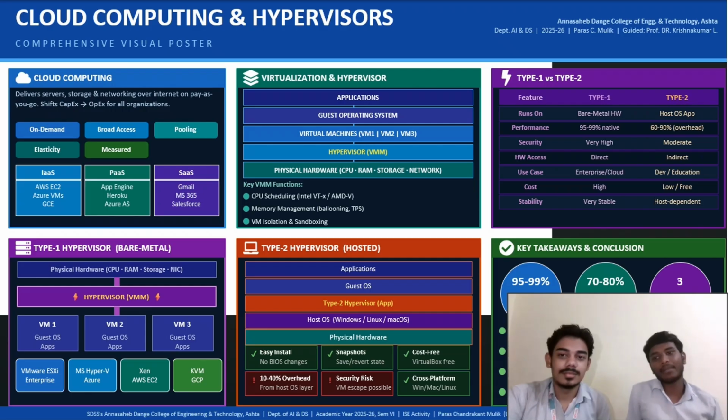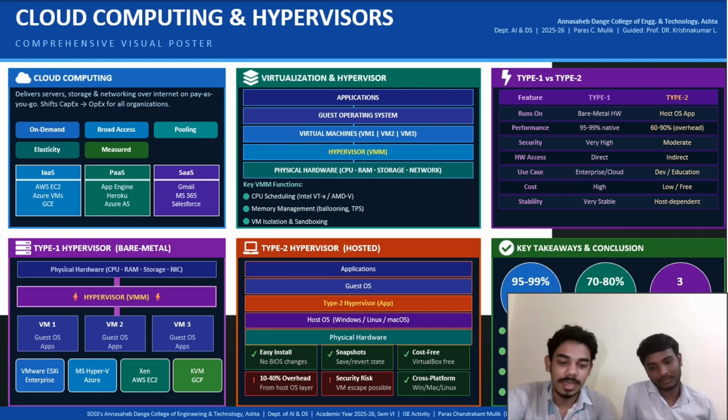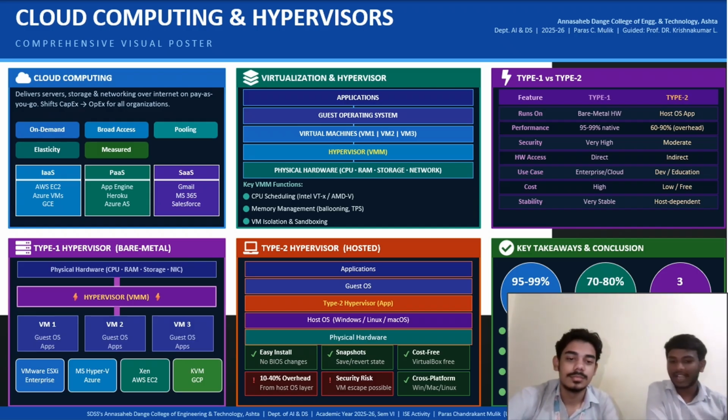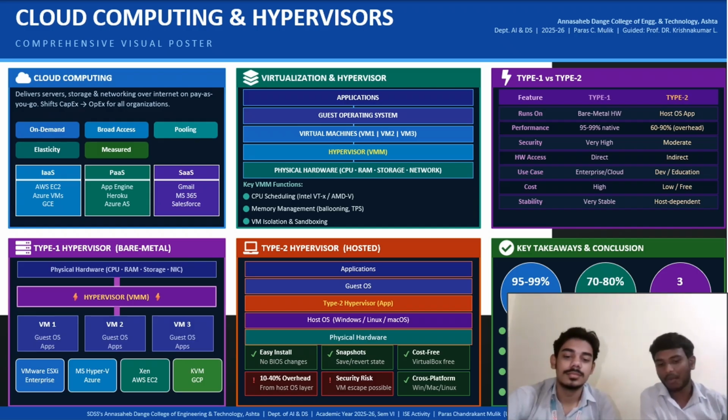This podcast topic is cloud computing hypervisors. Thanks, Rohan. Glad to be here. Today's topic is one of those that power literally everything you see on the internet today, and most people have no idea it even exists. We are talking about cloud computing hypervisors. Before we go deep, I want to start super simple, Paras. When someone says the cloud, what should they picture?